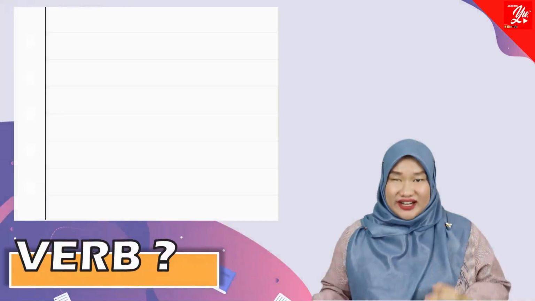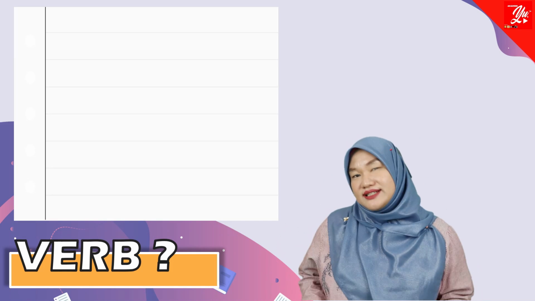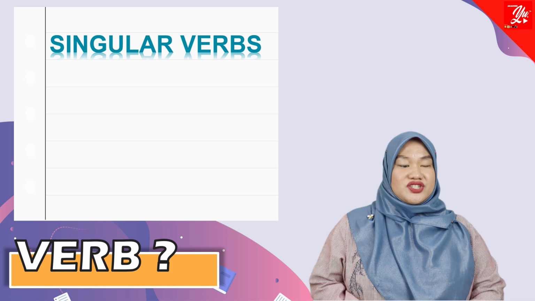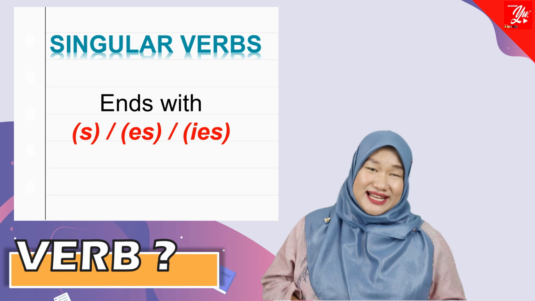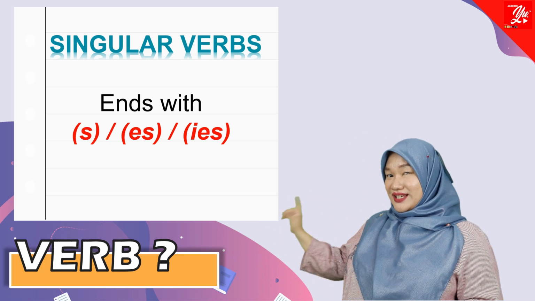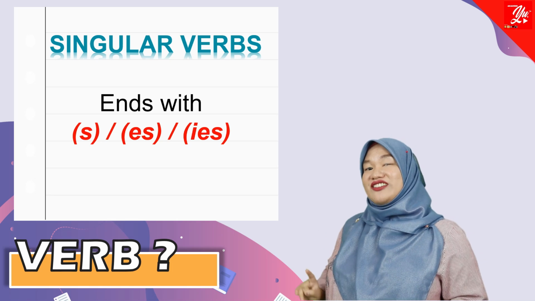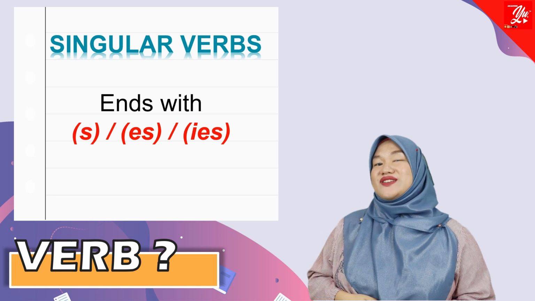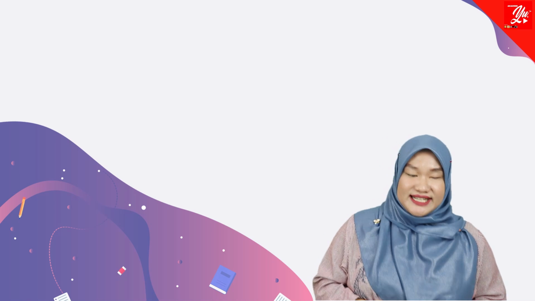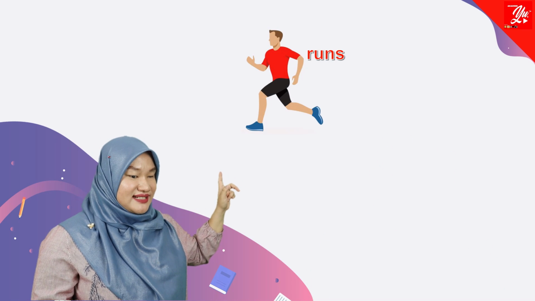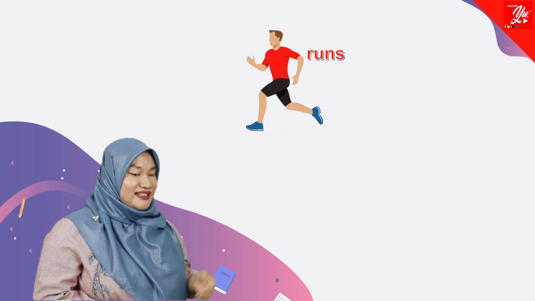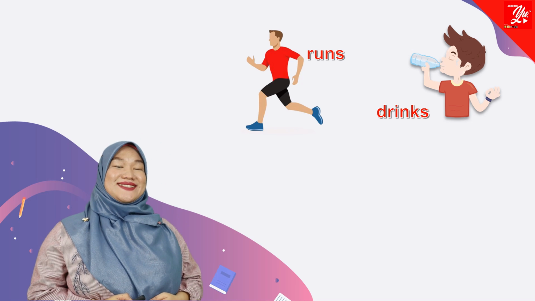And just like nouns, there are 2 types of verb in the English language. So the first one is the singular verb, which ends with the letter S at the end, or ES or IES. These are depending on the spelling of the verb that you are using. These are some examples of singular verb. So the first one is run. So as you can see, there's a letter S at the end of the word run. It becomes runs.